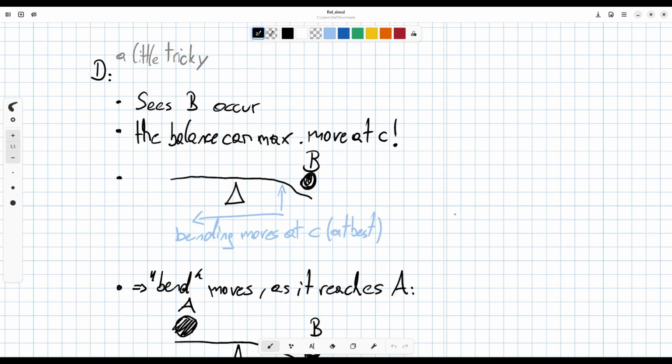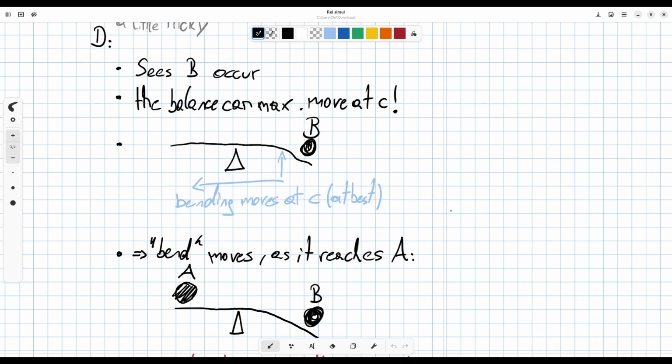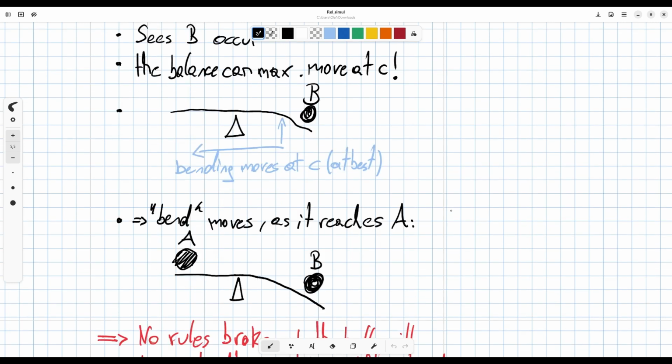So the bend moves at the speed of light towards the left, so towards A, right? And the bend continues to move, and at the best, it reaches the point A just as A hits the scale itself. So what you would see from that is that the two balls would hit the balance beam at separate times, and yet the balance would not be particularly out of balance, in that one end goes down as the other rises up.